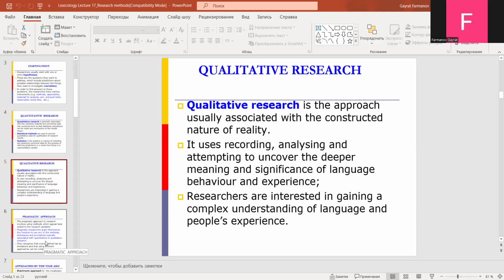Qualitative research. Qualitative research is the approach usually associated with the constructed nature of reality. It uses recording, analyzing, and attempting to uncover the deeper meaning and significance of language, behavior, and experience. Researchers are interested in gaining a complex understanding of language and people's experience.